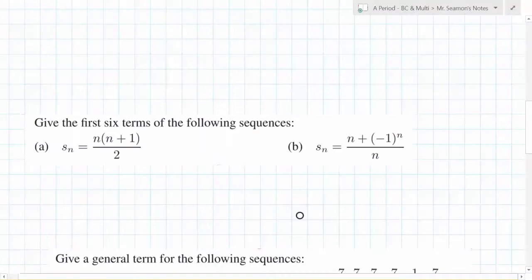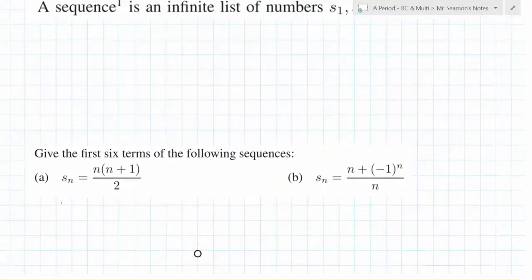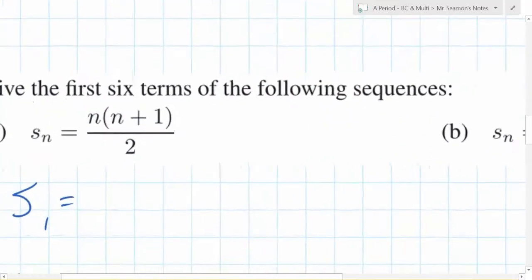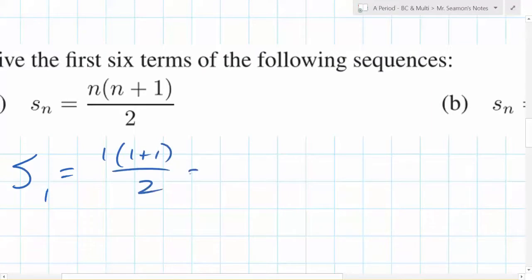So here's one way we define them. We come up with a formula, essentially, for each of the terms. So on this one, if I want the first term, what do I plug in where for this one? For n. So it's 1 times 1 plus 1 all over 2, which is 2 over 2, which is 1. If I wanted to get the next term, S2, I'd plug in 2. If I want the third term, I'd plug in 3. If I want the 10th term, what do I plug in?